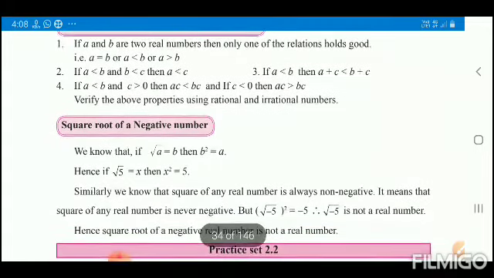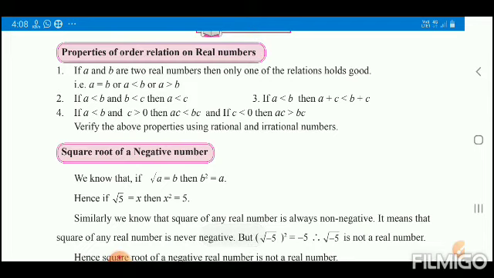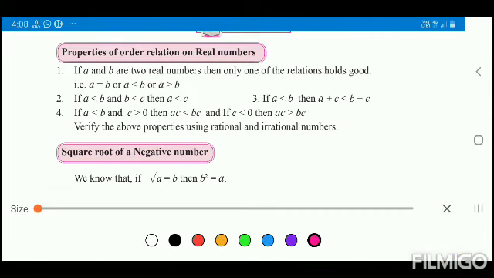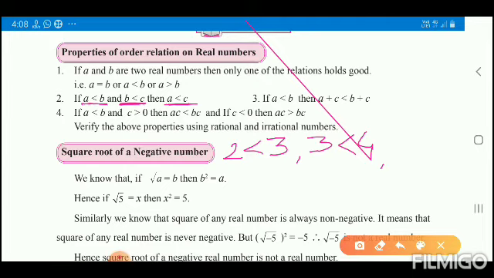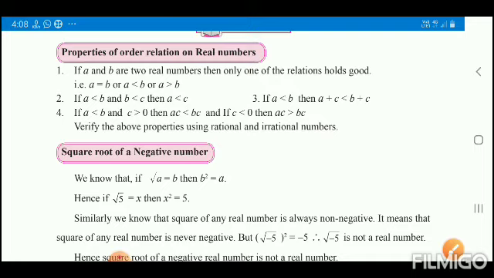Now the second property is, if a is less than b and b is less than c. Look here, what is given? a is less than b as well as b is less than c. Then a is always less than c. For that we will take an example. a is less than b: 2 is less than 3. Then 3 is less than 4. Then 2 is also less than 4. Okay. Do you understand this?